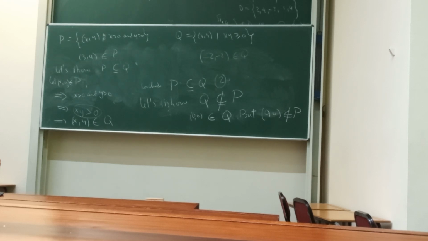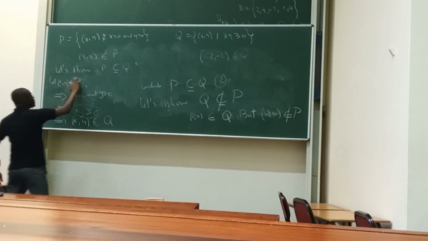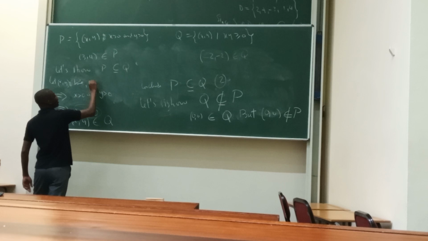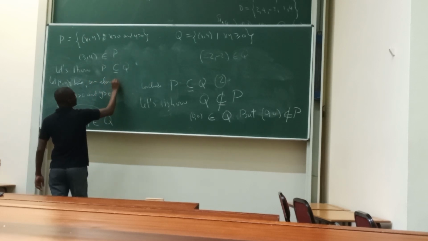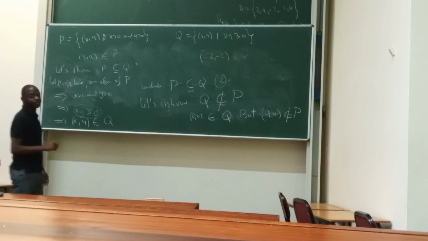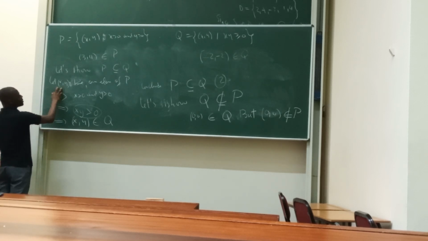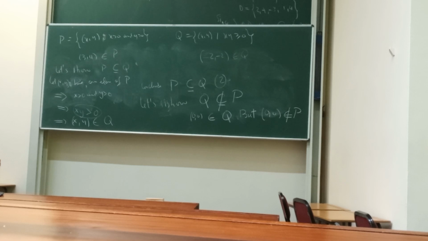So you could say, let's consider x, y, an element of B. Since x and y are elements of B, x is positive and y is positive. Therefore, the product x times y should be greater than 0. Conclusion: xy is in Q. That's all.